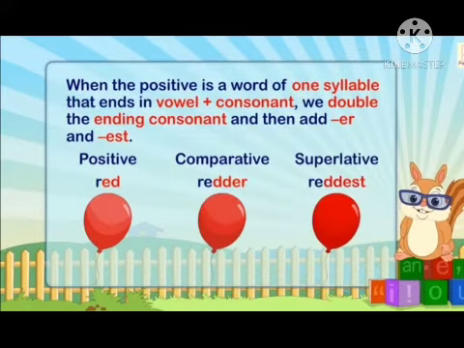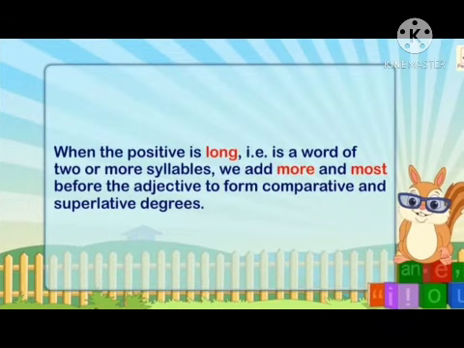Let us see with the example. See, red. Now e is what? E is a vowel and d is a consonant. So in comparative degree what have we done? We double this consonant, double d, er, and in superlative we again double the d and put est. So red, redder and reddest. Okay, let us see the next rule.